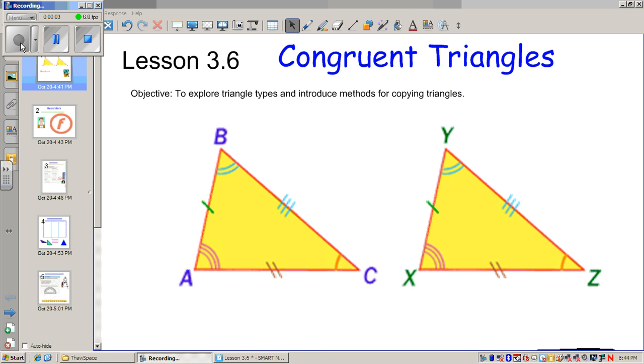Let's get started with lesson 3.6. Lesson 3.6 deals with congruent triangles. Our objective is to explore triangle types and introduce methods for copying triangles.